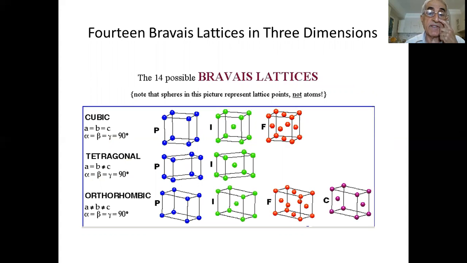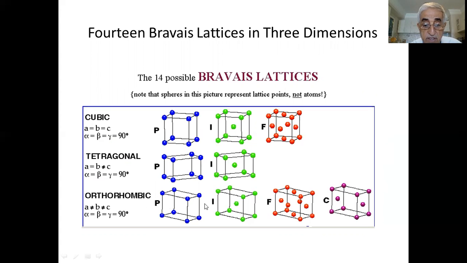14 Bravais lattices in 3 dimensions. The 14 possible Bravais lattices are as shown in these figures. In the cubic crystal structure, a, b, and c are equal, and the alpha, beta, gamma angles are also equal to 90 degrees. Tetragonal, in these 2 figures, a equals b and is not equal to c, while alpha, beta, and gamma are all equal to 90 degrees.